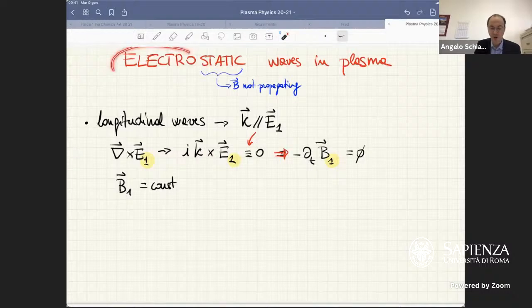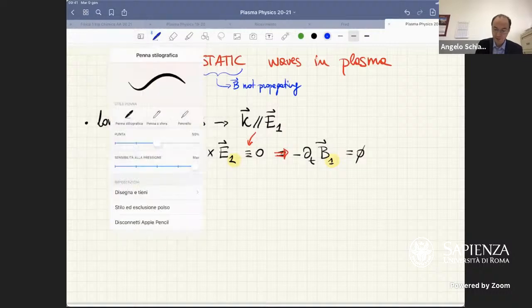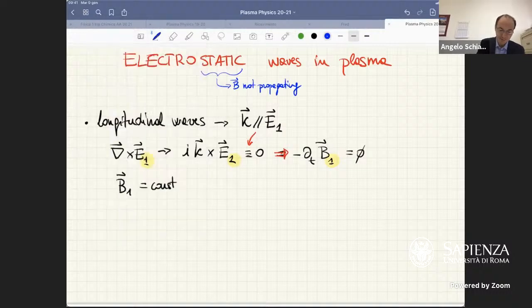Electrostatic is a jargon term that we use in plasma physics. Electro means that it's going to involve the electric field and, in our case, the electrons. But you see that only the E field is propagating. E is propagating. Okay.